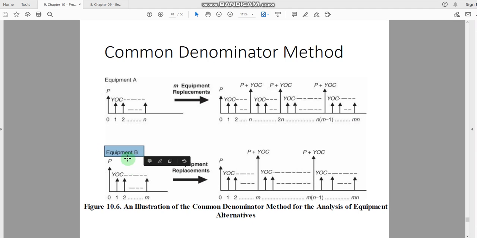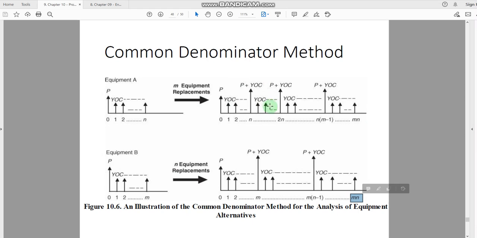For equipment B, you can have a different operating life. The operating life is m years, but for this one we need n replacements. So we first replace it at m, then you can keep on doing this, and at the end you have n replacements, so that makes mn at the end of the project. So for both of these equipments, we make the denominator the same: here we also make mn, and here we also make mn.